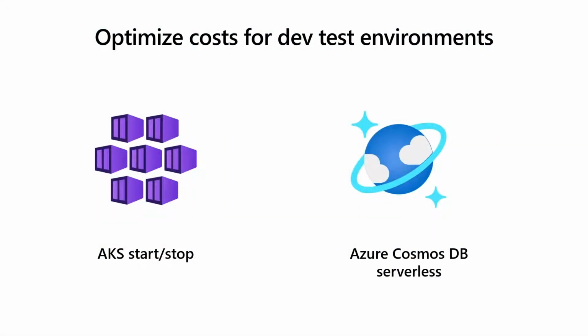Dev test environments usually have relatively limited load that is largely constrained to weekdays during business hours. While you don't want to be paying for resources that aren't in use overnight or on the weekend, it can also be time-consuming to completely tear down and re-provision resources on a daily basis. AKS and Cosmos DB now offer great solutions to this problem, with start-stop clusters and serverless databases, respectively.